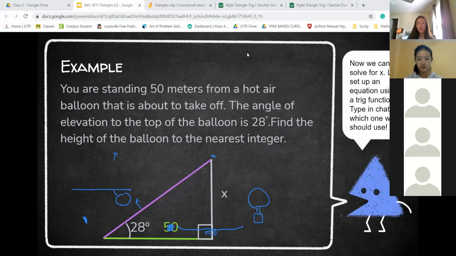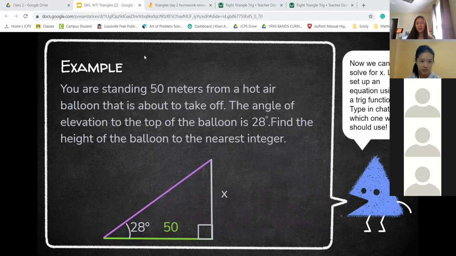So now we're just going to solve for x using this diagram that we drew. Somebody tell me which trig function we should use. Cosine? Which two sides does cosine use? Adjacent and hypotenuse. Okay, tell me which sides we know on this triangle.